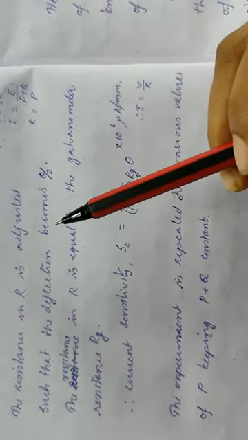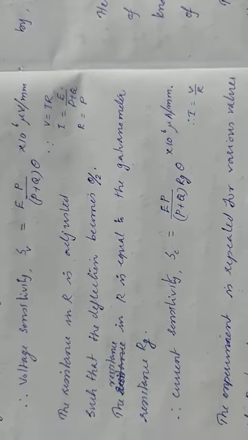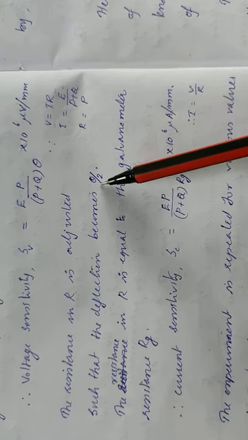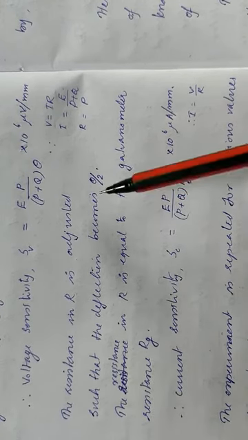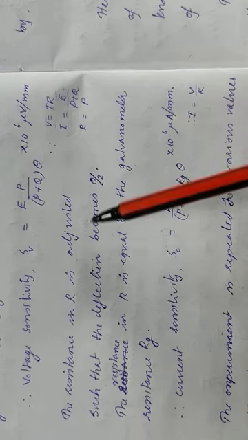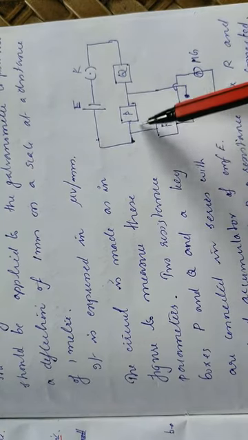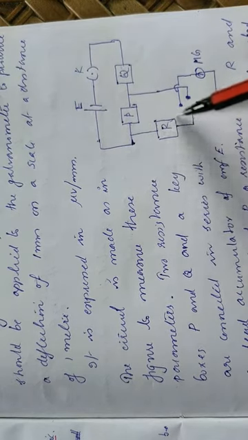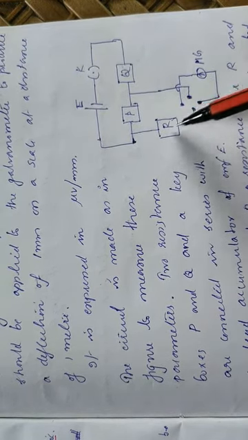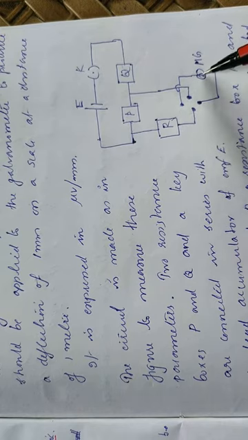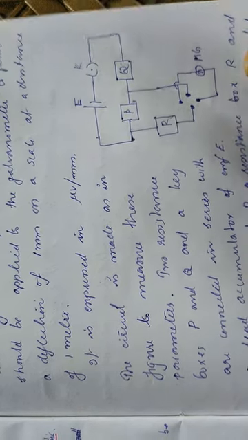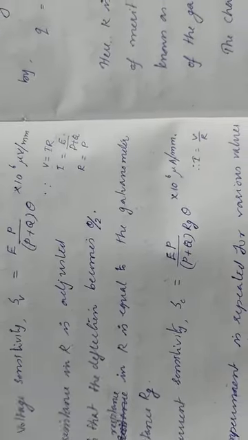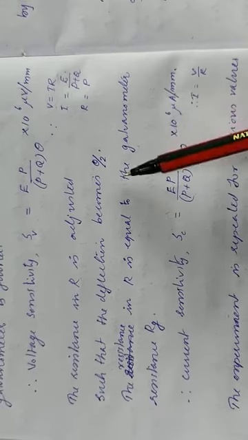Now the resistance in R is adjusted such that the deflection becomes theta by 2. Now the resistance R is the resistance connected to the galvanometer here through the commutator key. So the resistance in R is adjusted such that the deflection produced in the galvanometer is half of the previous deflection, that is theta by 2. First the deflection was theta, and now it is theta by 2, such that the resistance is adjusted.